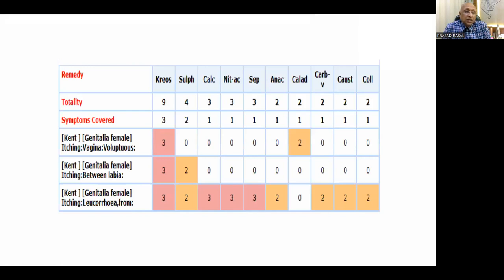Then second is itching between the labia, and third, itching leucorrhea from. Very simple rubrics. Yes, that's all. And the remedy was also simple. Creosote. Everyone knows this is a very specific remedy for pruritus vulvae. Yes, definitely. But how to utilize it?